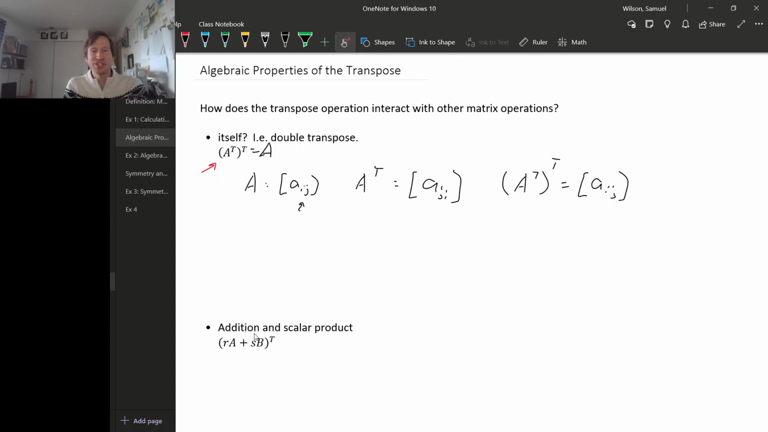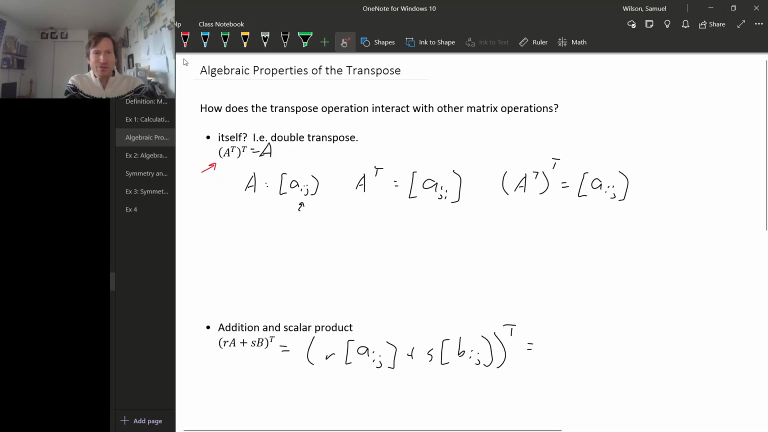All right, so what about addition and the scalar product? Rather than thinking about addition and scalar product separately, we can do them at the same time just by thinking about what is the transpose of a scalar R times a matrix A plus another scalar S times a matrix B. So, the matrix A we could write as Aij. The matrix B we could write as Bij. So let's take the transpose of this. Well, first I guess we need to figure out what this is. We have to write the stuff in parentheses as a single matrix.